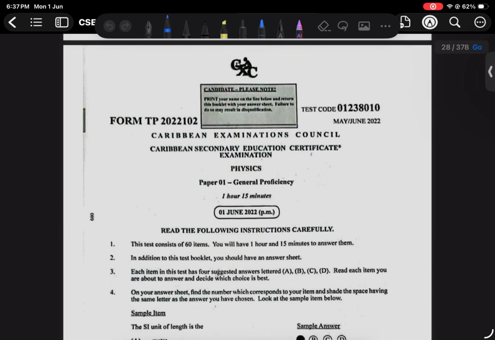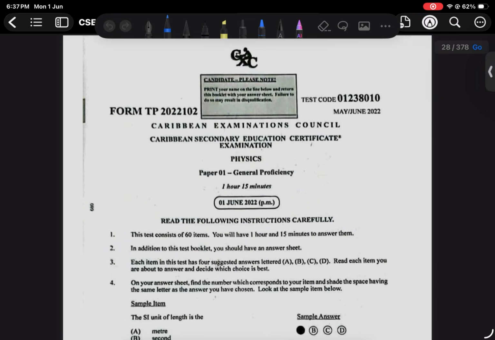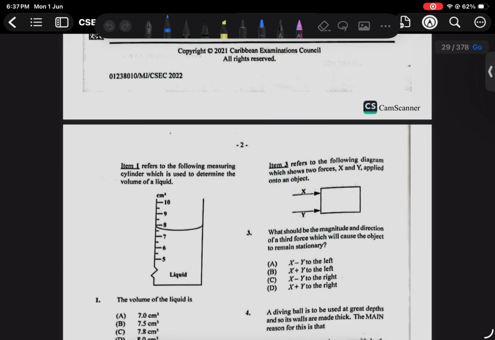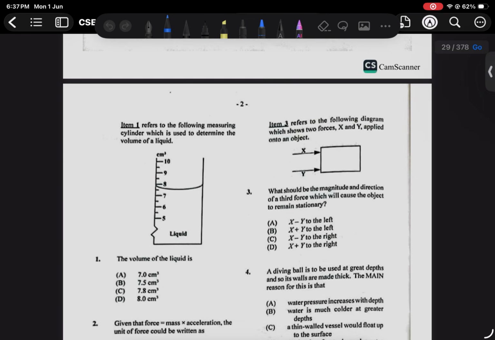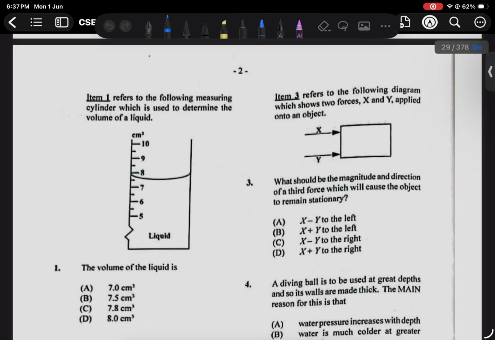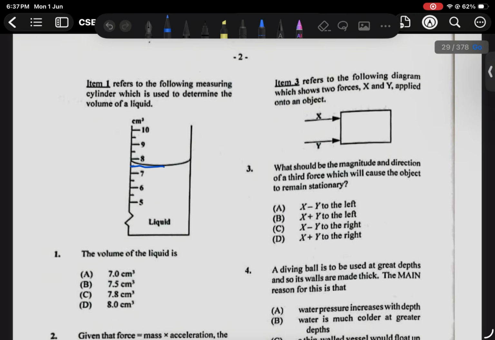Okay, next paper. Okay, now we're on May, June 2022. Item 1 refers to the following measuring cylinder, which is used to determine the volume of a liquid. The volume of the liquid, so you measure at the bottom of the meniscus, is approximately 7.5 centimeters cubed.